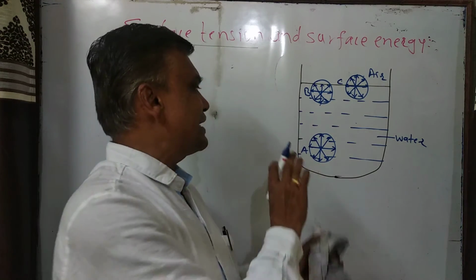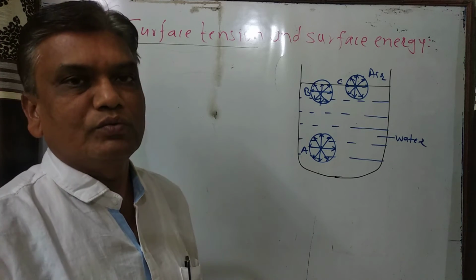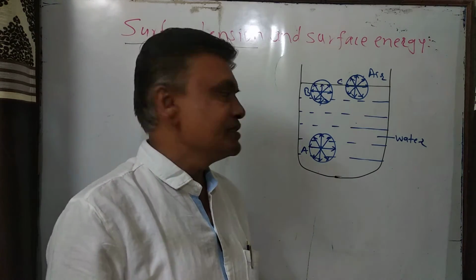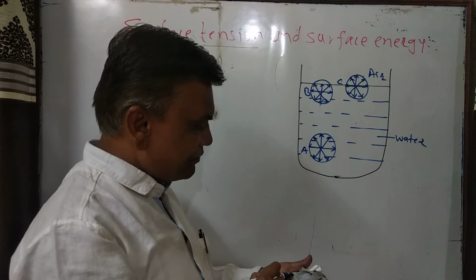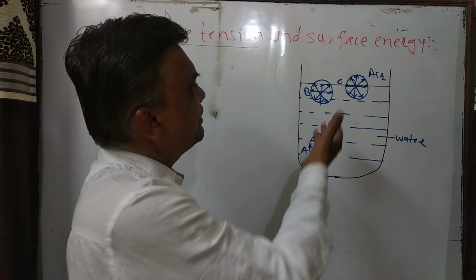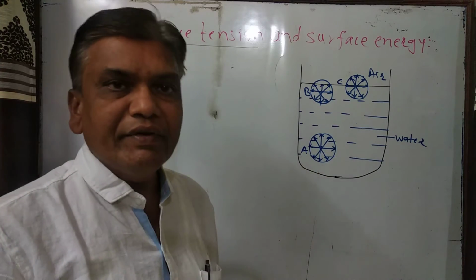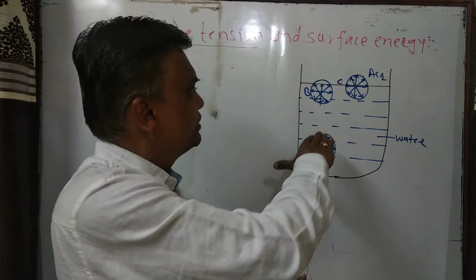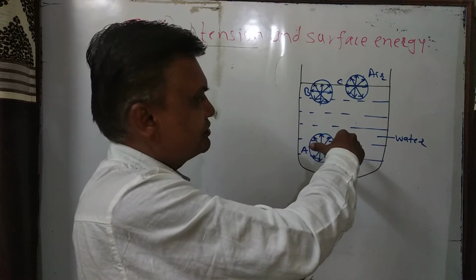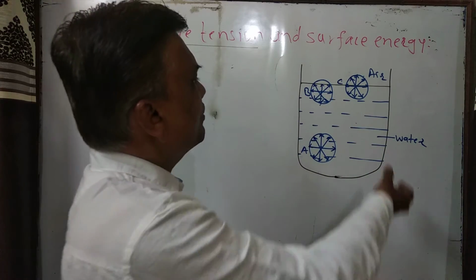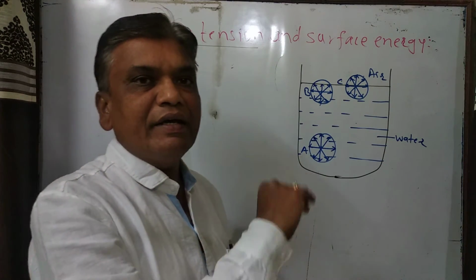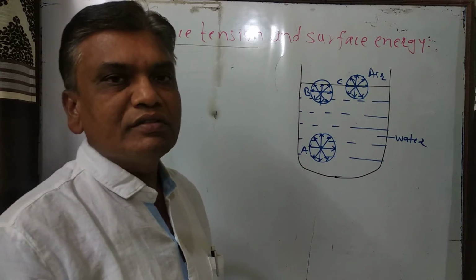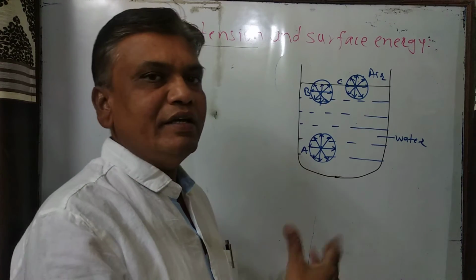So the resultant cohesive force acting on molecule A is zero. The net resultant force acting on molecule A is zero. That's why the molecule remains at rest. But if we consider molecule B, a small part is in air and a large part is in liquid, so the net resultant force acts in the downward direction on molecule B. Now consider molecule C. Molecule C is exactly half in air and exactly half in liquid. So again the net resultant force acts in the downward direction, because the force in the liquid is greater than in the air.